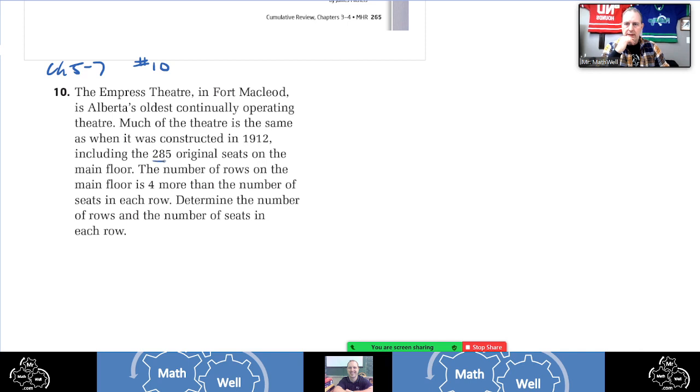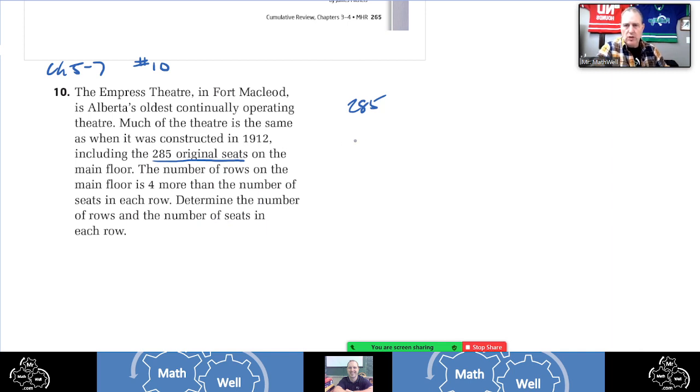Okay, cumulative review, chapter 5 to 7, number 10. There's 285 original seats on the main floor. So we have 285 original seats. The number of rows on the main floor is 4 more than the number of seats in each row. Okay, so determine the number of rows and the number of seats in each row.